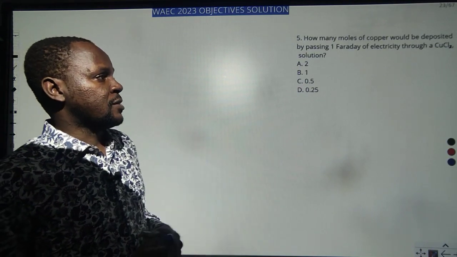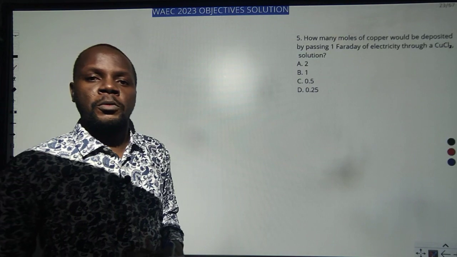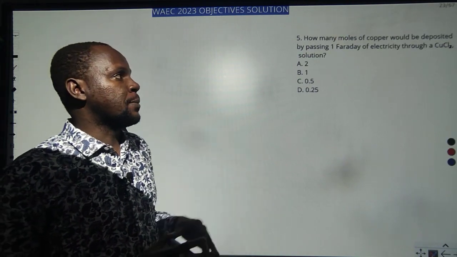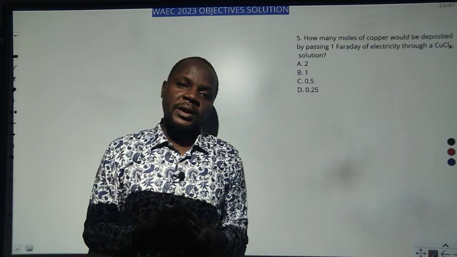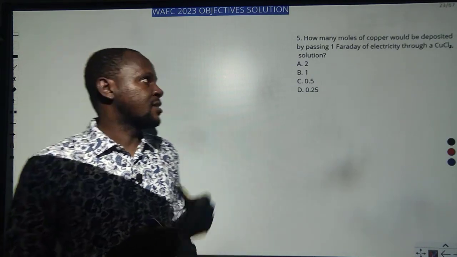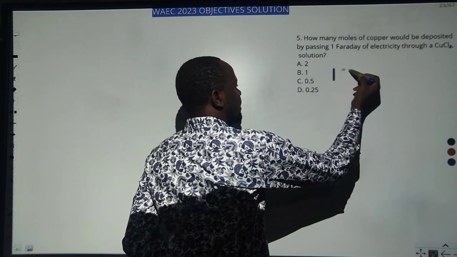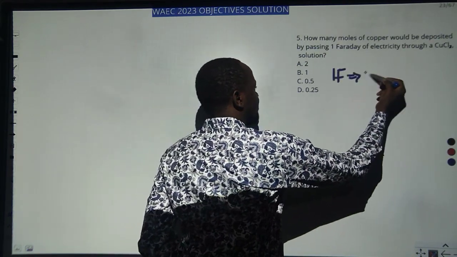Now, this is the first calculation we are doing today, I guess. How many moles of copper would be deposited by passing 1 Faraday of electricity through copper chloride solution? Now, this is still not too much. 1 Faraday is equal to 96,500.